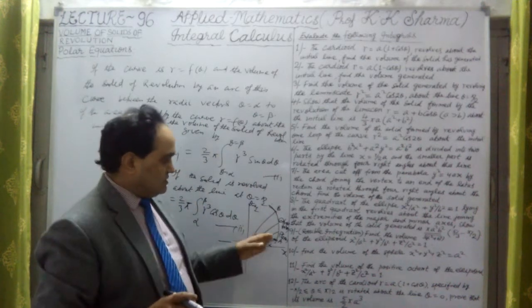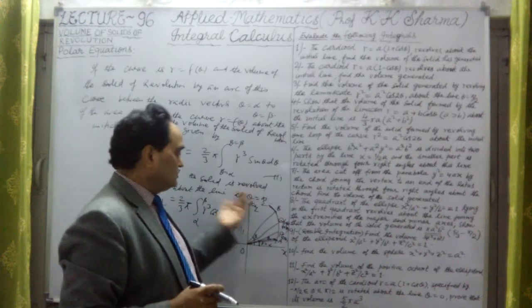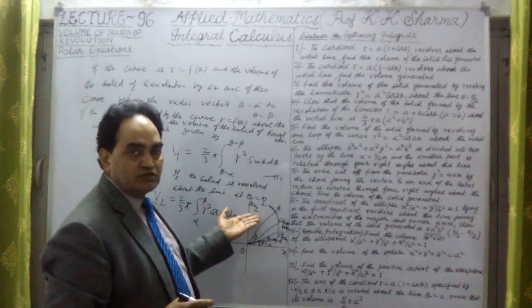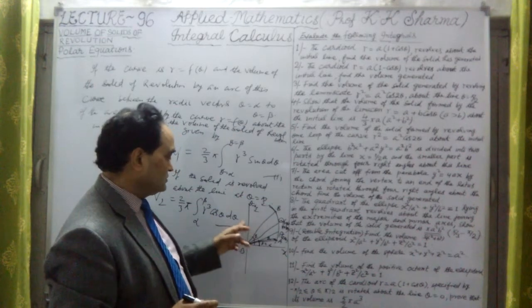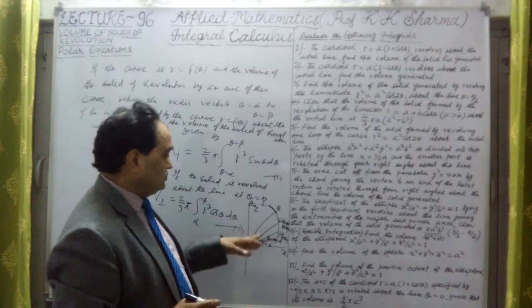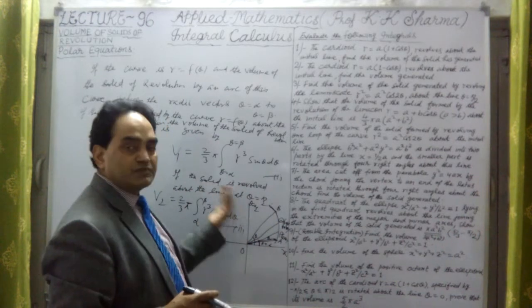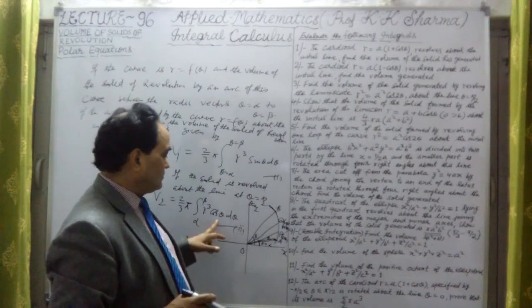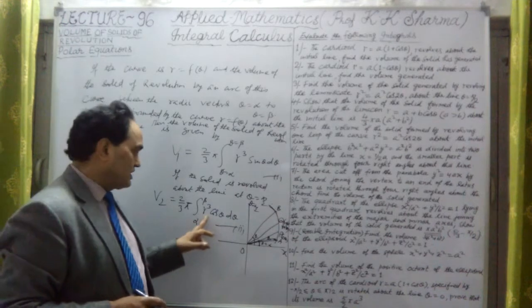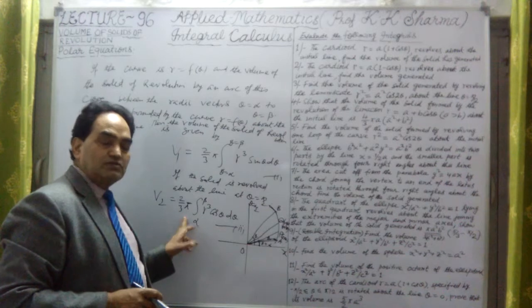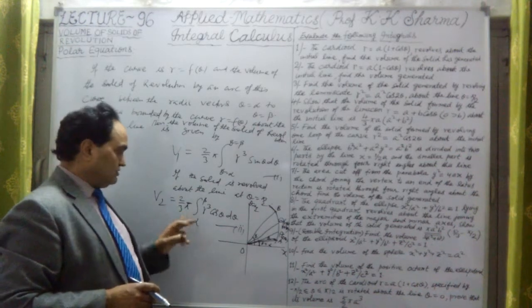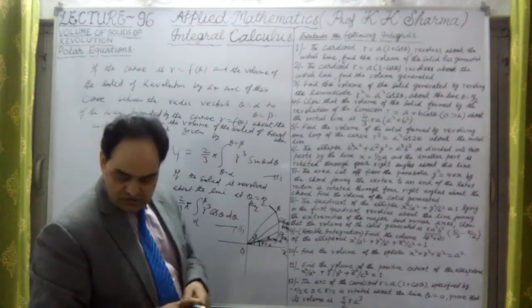Second is when this solid is revolved around the line theta equal to pi by 2. This angle at the pole is theta equal to pi by 2. If this solid is revolved around this line at theta equal to pi by 2, then this formula is used. The second one is r cube cos theta d theta, angles alpha to beta, multiplied by 2 by 3 pi, or 2 pi upon 3. Okay, then the second formula.